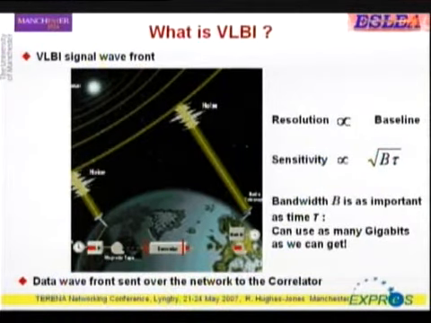Basically, the resolution you get is proportional to the baseline projected onto the object, and the sensitivity is proportional to the square root of the bandwidth times the time you integrate. So the point is that bandwidth is as important as time, and clearly we can use as many gigabits as we can possibly get. The sensitivity means that we can observe very, very faint objects.